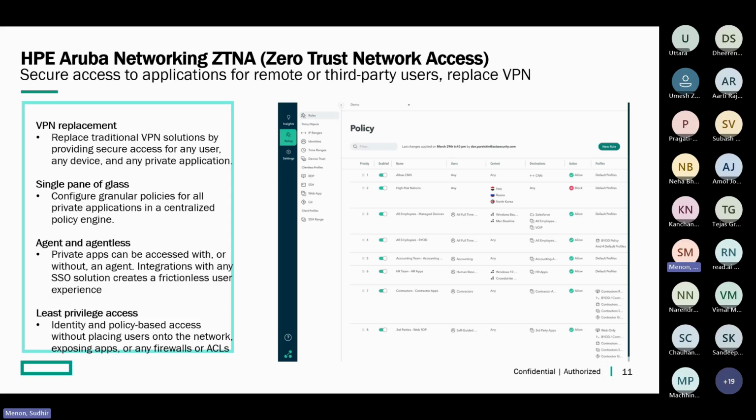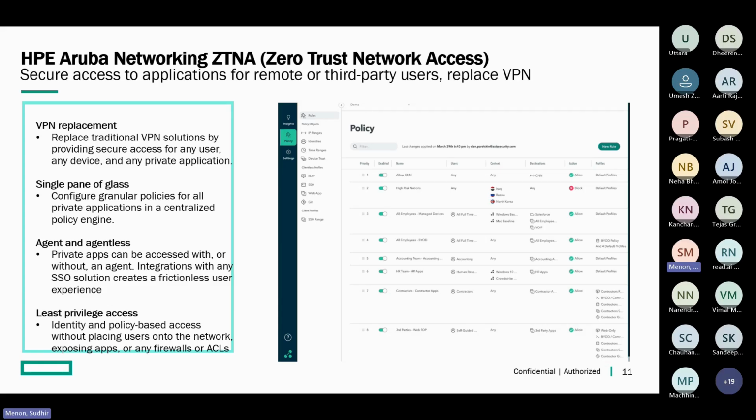VPNs, of course, came with their own inadequacies. It was a good technology when it was founded, one of the best for remote access. But as it progressed and advanced, with the evolving landscape, cybersecurity analysts started seeing bottlenecks with VPNs.